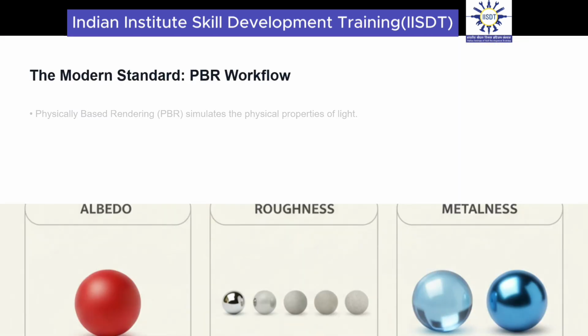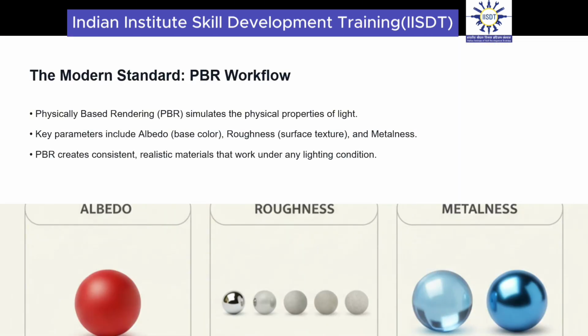In the past, creating realistic materials often involved a lot of guesswork and tweaking abstract settings. However, the industry has now largely standardized on a workflow known as physically based rendering, or PBR. The core idea behind PBR is to create materials based on how they behave in the real world, adhering to principles of physics. This approach is not only more accurate but also more intuitive for artists.